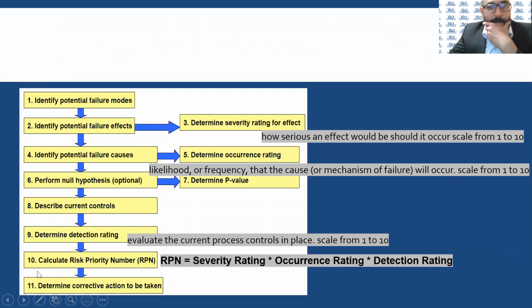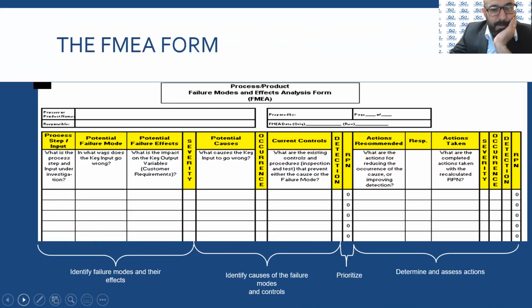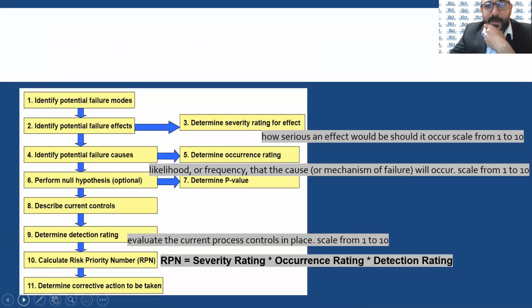All right. So how to construct the FMEA? We construct FMEA by following these 11 steps. The first step is to identify potential failure modes. The second is identify potential failure effects. The third one would be determine severity rating for effect.